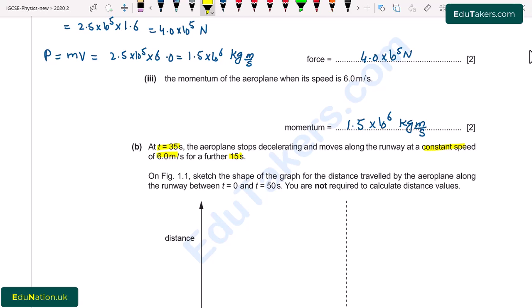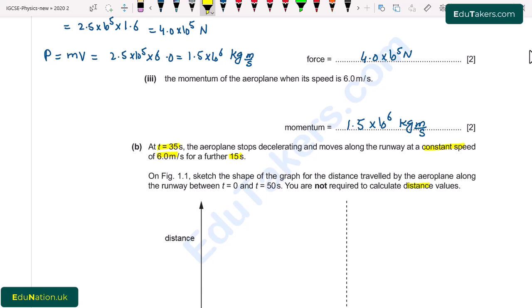On figure 1.1, sketch the shape of the graph for the distance travelled by the aeroplane along the runway between t = 0 and t = 50 seconds. You don't need to calculate the distance. So here we are asked to draw the graph up to time t = 50 seconds.